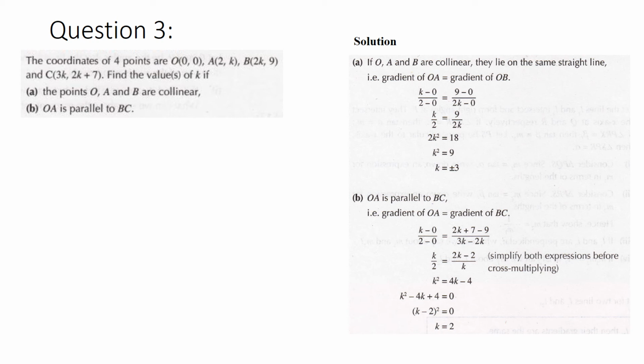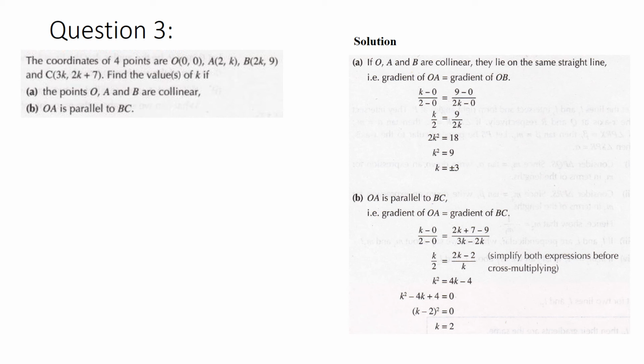In the second part, OA is parallel to BC. That is, gradient OA will be equal to gradient BC, since parallel lines have the same gradient. So on calculating gradient OA and BC, we will have k minus 0 over 2 minus 0 equals 2k plus 7 minus 9 over 3k minus 2k. So on simplifying, we will get k over 2 equals 2k minus 2 over k. And then cross multiplying, we will get k square equals 4k minus 4.